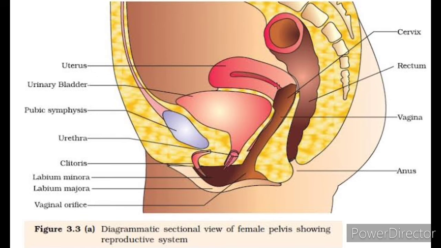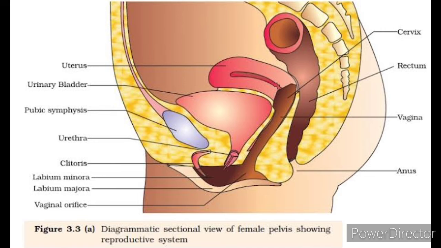Now when we talk about external genitalia, the female external genitalia include mons pubis, labia majora, labia minora, hymen and clitoris. All of these you can see in the diagram, which is a sectional view of the female pelvis. So you can see labia minora, labia majora, vagina, cervix, pubic symphysis, which you have already studied in 11th, clitoris and the vaginal orifice, that is the pore in the vagina which leads to the outside world.